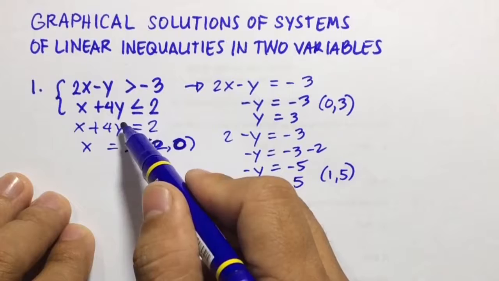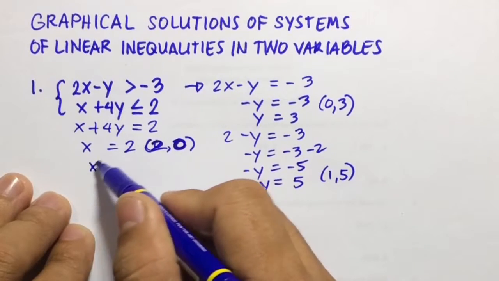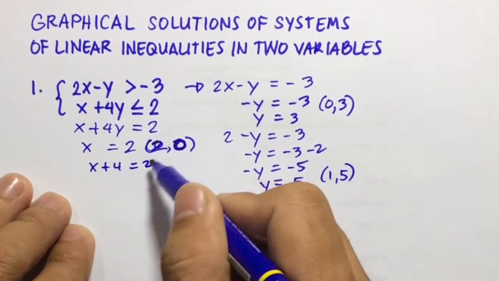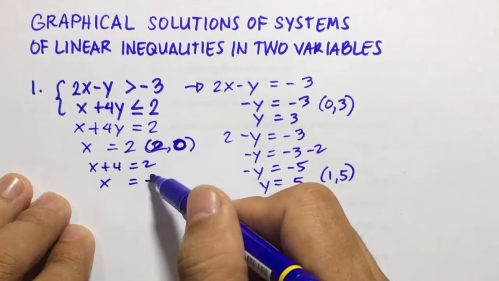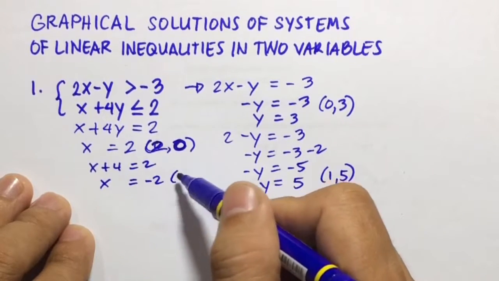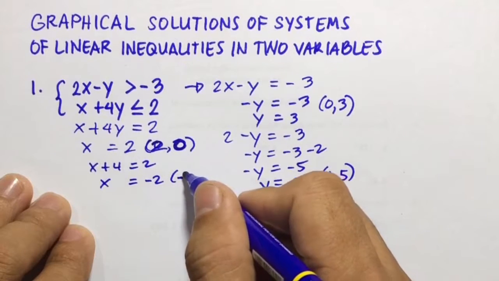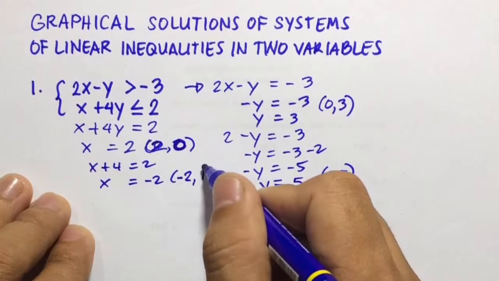Then if we let y equals 1, we're going to have x plus 4 equals 2. So x is equal to 2 minus 4, that will be negative 2. So the second point here will be (-2, 1).